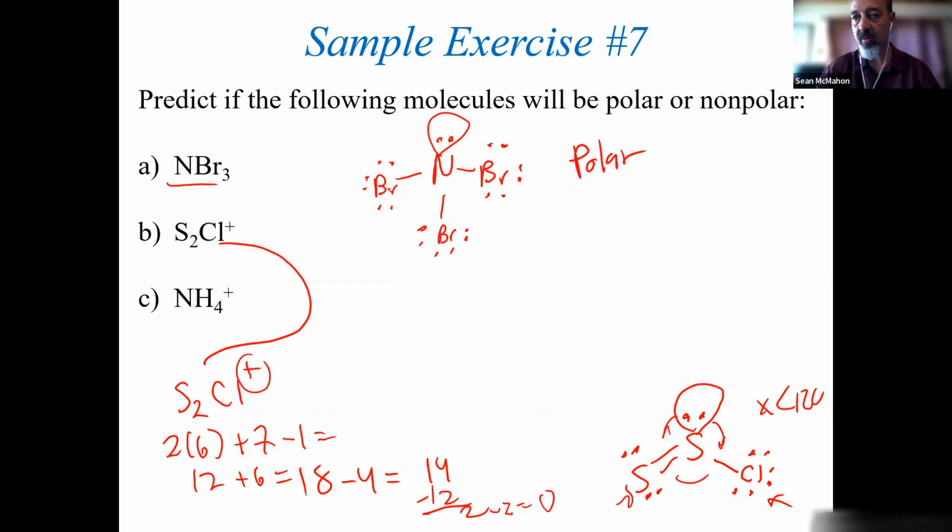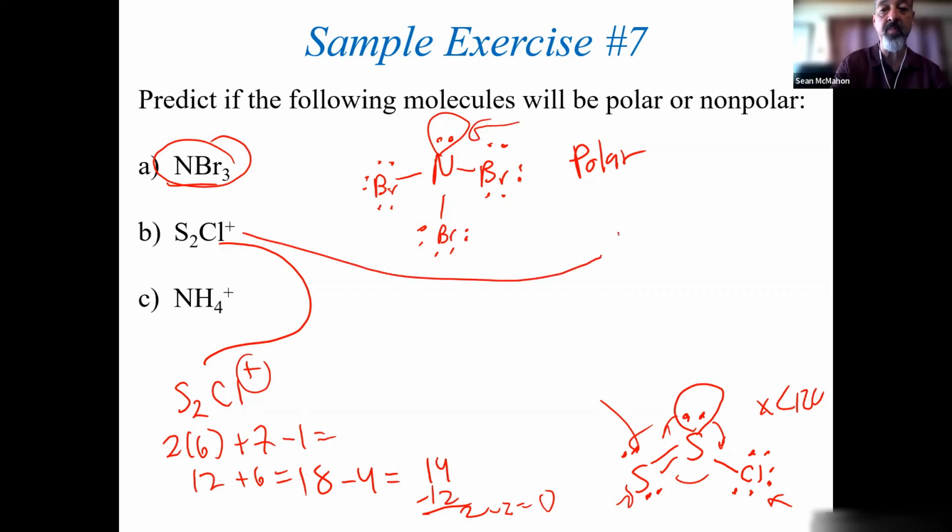This is polar. Why? It's not symmetrical. You honestly didn't even need to draw this to see that, but it's good because you might have thought this was symmetrical if you didn't take that into account. But this lacks symmetry. The three groups are all different, so this is polar.